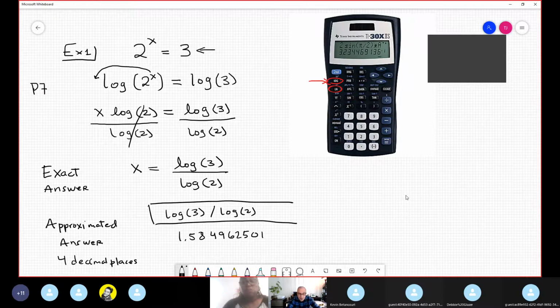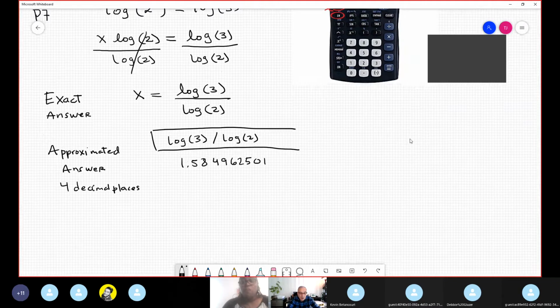Okay. Everyone follow me? But I need 4 decimal places. 4 decimal places means 1, 2, 3, and 4. If the next digit is 6, which is 5 or greater than 5, you round off and you increase this one. So actually, my final answer is 1.5850. You increase 49 plus 1, which is 50. This is my final answer. Any question?